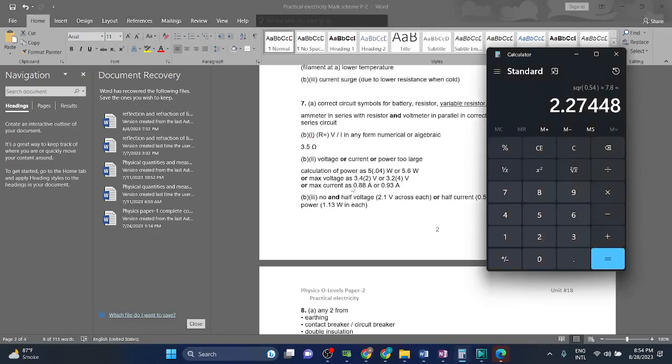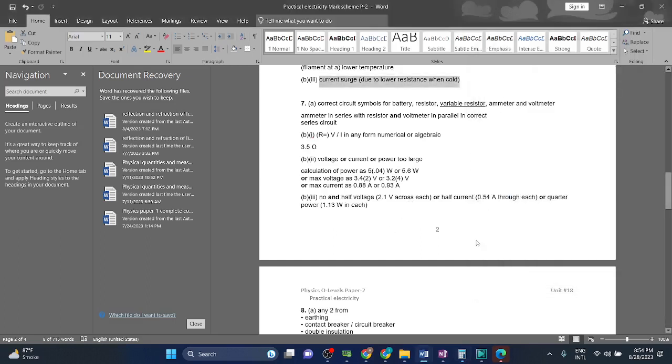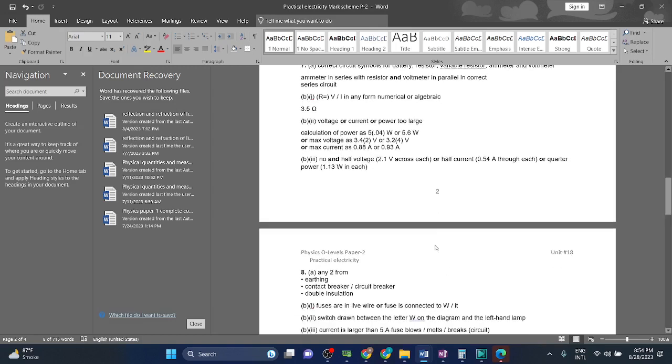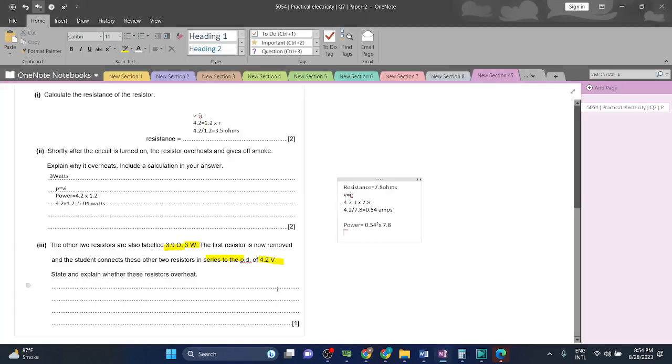2.27 वॉट्स और इन्होंने बोला है कि 1.13 वॉट्स ई चाहिए. तो इफ यू डिवाइड दैट बाय 2 व्हाट विल वी गेट? 1.13 वॉट्स फॉर ईच ऑफ द रेजिस्टर्स. सो हमने निकाल लिया इसका रेजिस्टेंस. सो नो, सो या इट विल नॉट ओवरहीट. सो दैट इज द एक्सप्लेन्ड वर्जन.